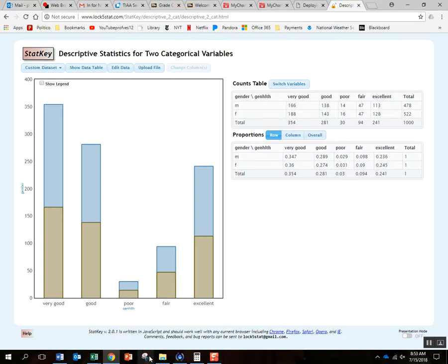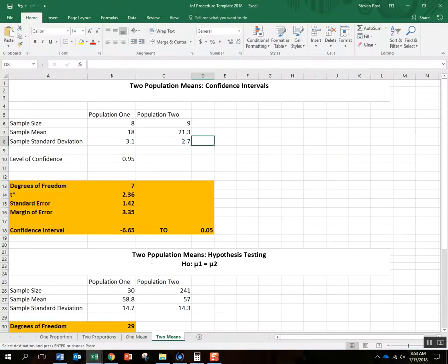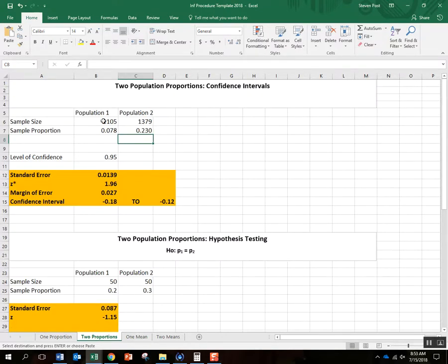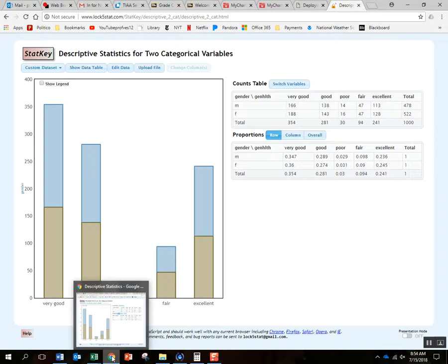Now we'll go to our Excel template for two proportions. And we're doing a confidence interval. So the men, sample size was 478. For the women, it was 522. What were the proportions? Well, let's see, they were 0.236 and 0.245.